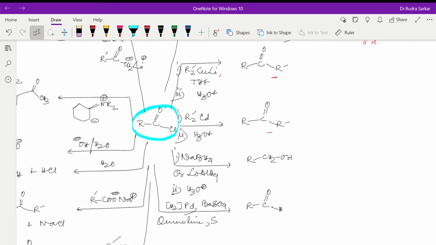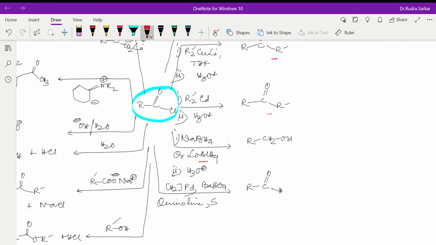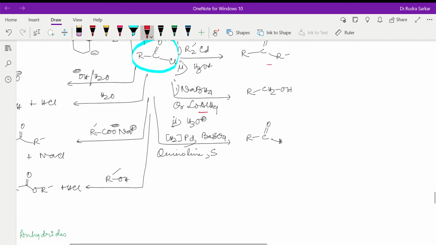However, if you use lithium aluminum hydride, then obviously the product will be your alcohol, again followed by acidic workup. So whenever you are using an organometallic reagent or metal hydrides, always remember to work up with water or mild acid to kill the rest of the organometallic reagent. This is the Rosenmund reaction, and we know that we used quinoline in the presence of sulfur to poison the catalyst, and here the aldehyde is our product.